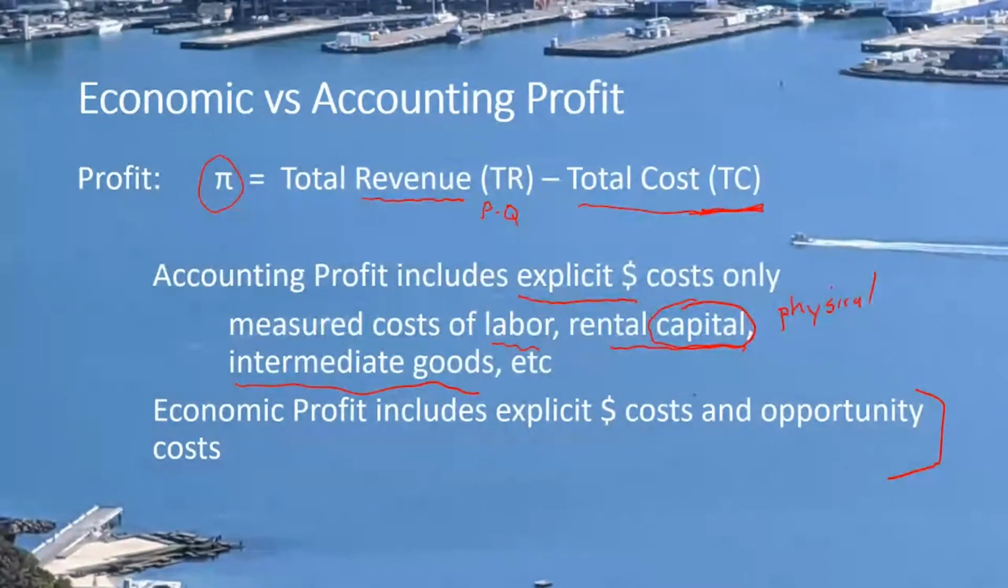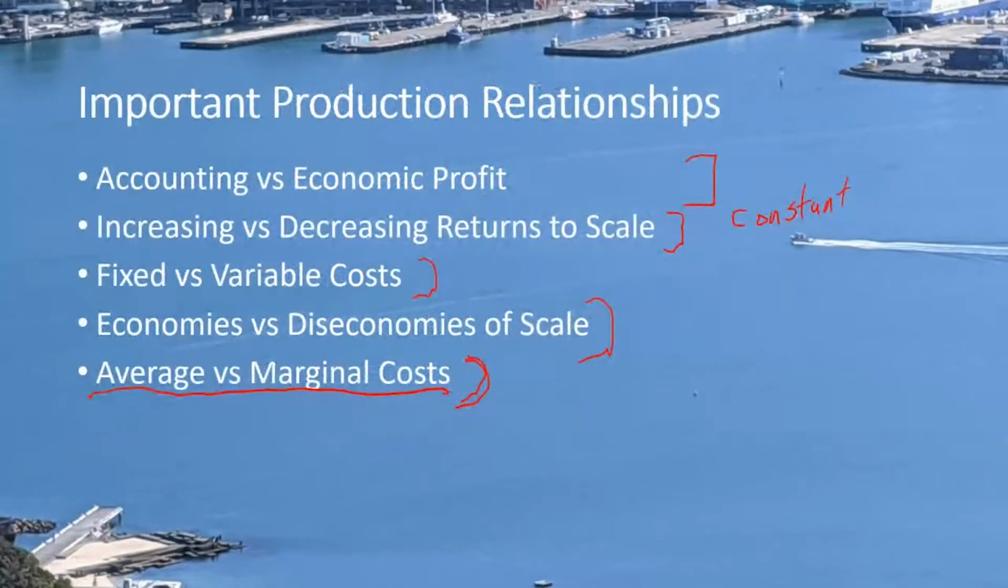profit down below. Now, economic profit is going to include both the explicit dollar costs and so-called opportunity costs. Right? So let's go into a little bit of what that presents or corresponds to.